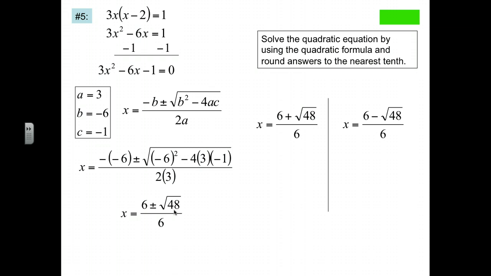What is 6 plus square root of 48 divided by 6 is 2.15. Rounded to the nearest tenth is 2.2. And then I have my other choice, which is 6 minus square root of 48 over 6. That becomes negative 0.15, which is rounded to negative 0.2. And those are my two roots of my equation.